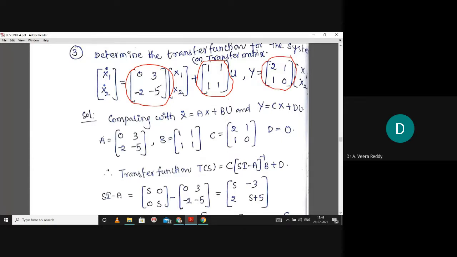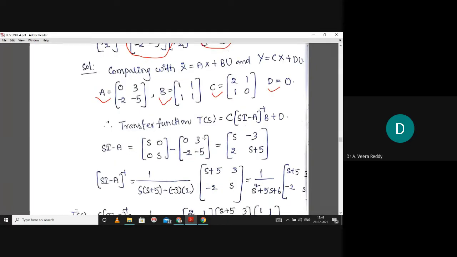So this is the first step. You have to compare the given problem with x dot = Ax + Bu and y = Cx + Du. Then we'll get matrix A, matrix B, matrix C, and matrix D. In this particular case, D is a null matrix. Therefore, the transfer function T(s) = C(sI - A)^-1 B + D. We know this formula. Here we have to go step by step.